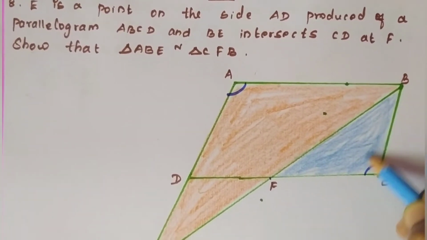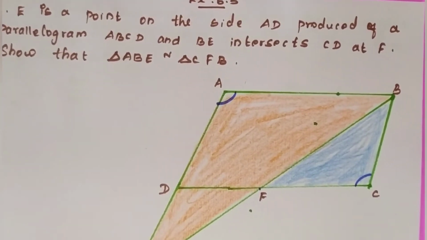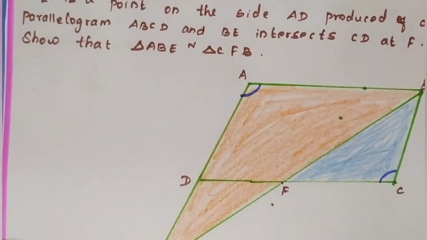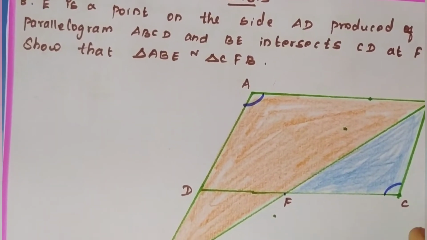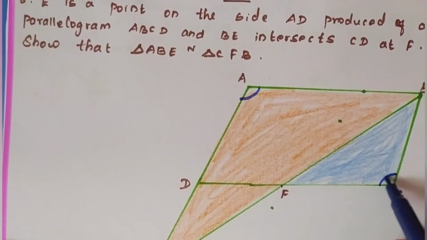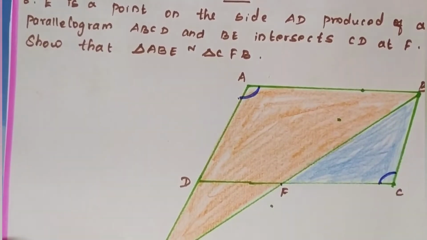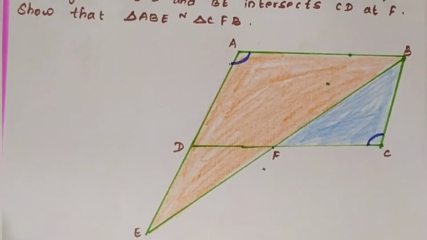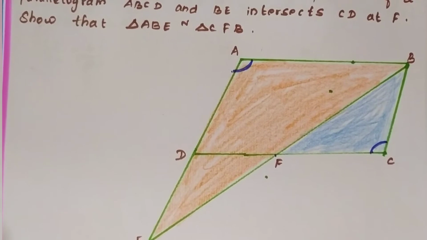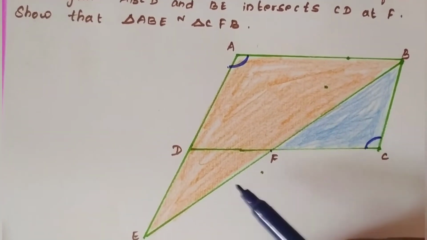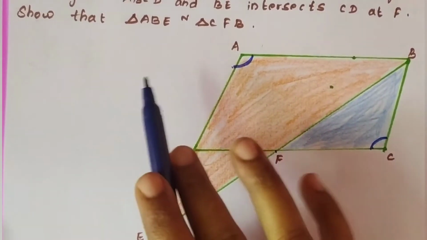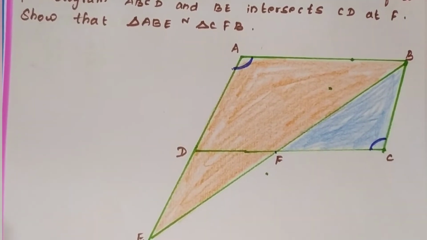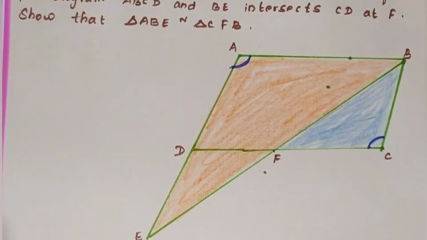Now listen, how do we prove that the two triangles are similar? Here they didn't mention anything about the sides, but we know one thing: in a parallelogram, opposite angles are equal. One angle is equal. If we find that another angle is equal, we can prove that the two triangles are similar by AA criterion. How can we prove one more angle is equal? Are there any possibilities here?